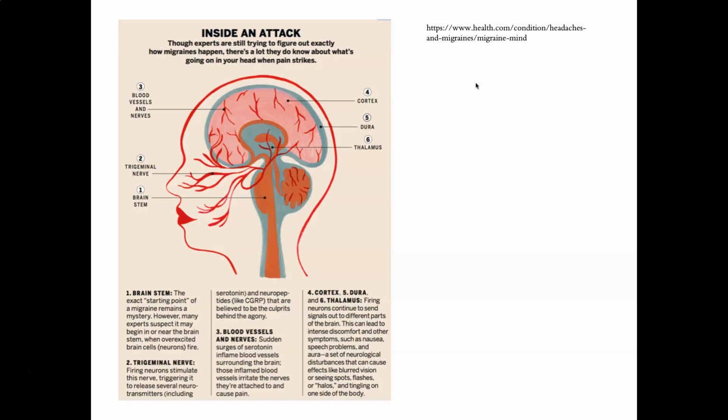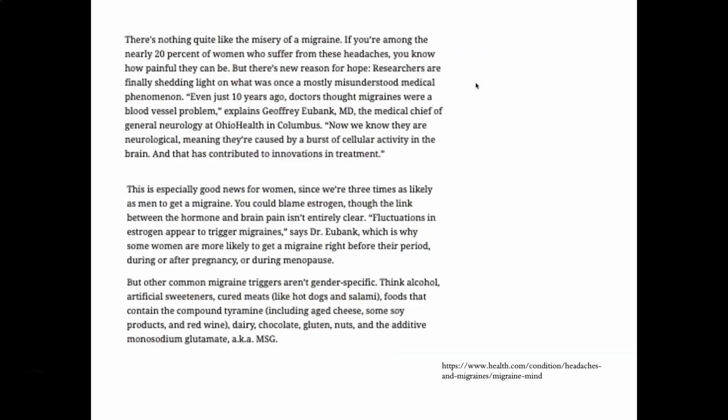Then you have sudden surges of serotonin that inflame blood vessels surrounding the brain, and those inflamed blood vessels irritate the nerves they're attached to and cause pain. So you then have that, like on one side of the head or the whole head, where it's just misery. Then these firing neurons continue to send signals out to different parts of the brain that can lead to intense discomfort and other symptoms such as nausea, speech problems, and aura. And that's a set of neurological disturbances that can cause effects like blurred vision or seeing spots, flashes or halos, and tingling on one side of the body.